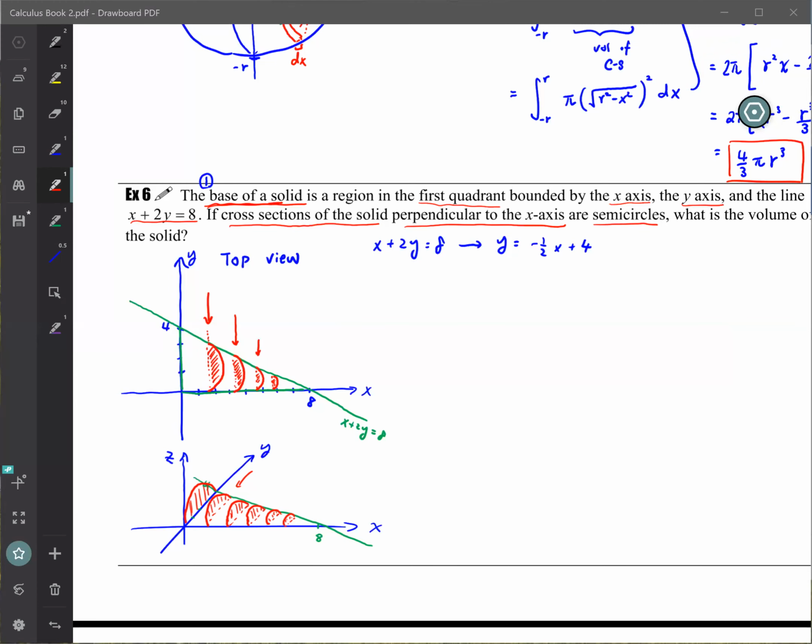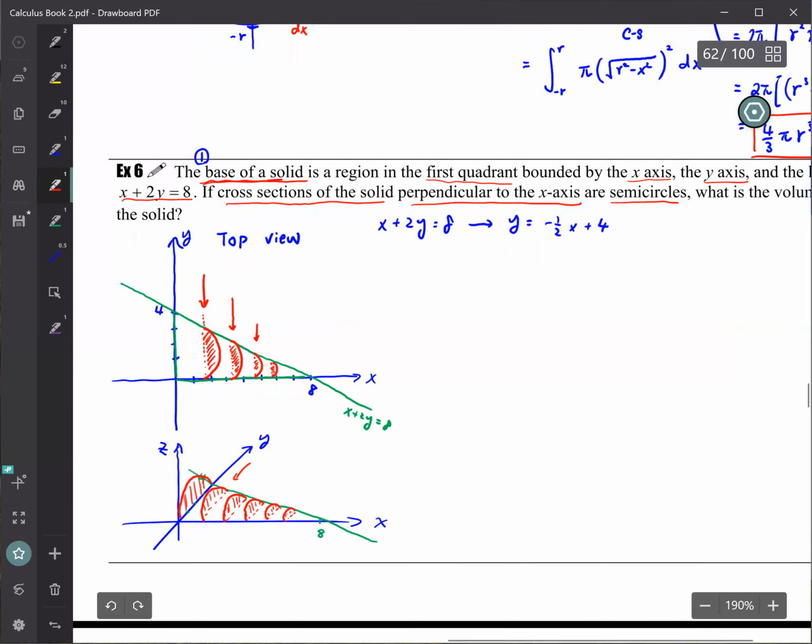Can you show me hands if you understand the picture? Yeah, okay. So do you guys need time to copy down the picture? Let me know, raise your hand if you finish drawing, okay? And then we'll start setting up.